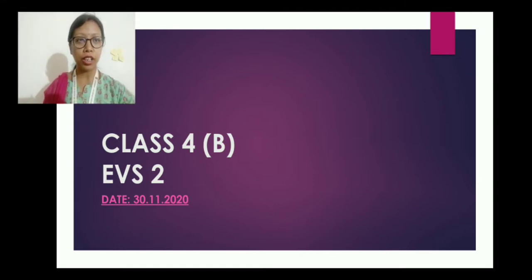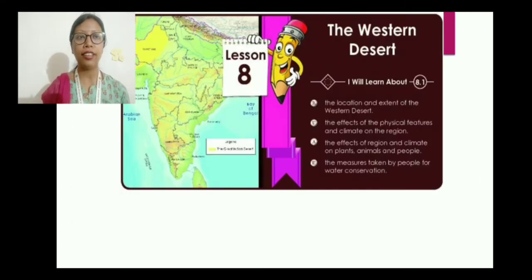As you know, we are currently doing lesson 8, the Western Desert. In our previous classes, we have discussed the extent and the location of the Western Desert, and then the features of the Thar Desert, and how many years it took to form the Thar Desert. Then we also learned the definition of sand dunes and oases.